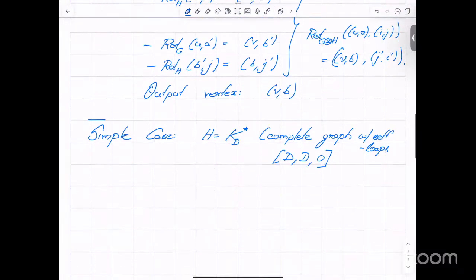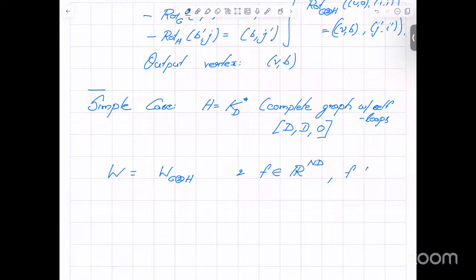If, say, W is, we define W to be the random walk corresponding to G z H. I would like to understand, and F belongs to, say, R cross [n]×[d]. And furthermore, let F be orthogonal to the all ones function. We know the all ones function is always the first eigenvector. We would like to understand how W behaves on F to understand how much it shrinks. This will tell you the spectral gap.